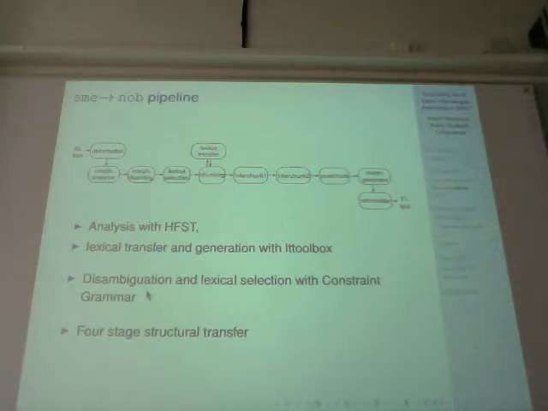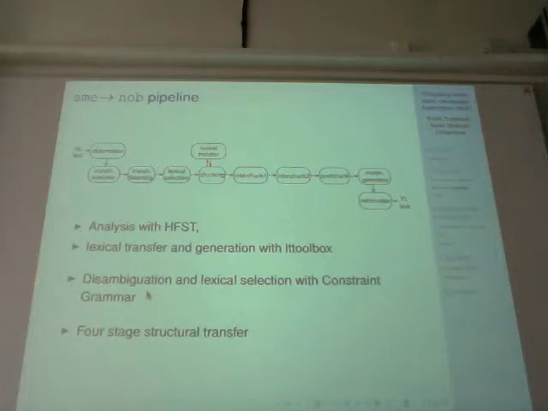One thing about this that's different is that we use a sort of newer finite state transducer technology. Typically, Apertium pairs use something called LT Toolbox, which is a really fast finite state transducer. We use that for generation and transfer lexicon, but for the analysis, we use a different tool set, which I'll come back to. We also don't do statistical disambiguation, which is common in Apertium pairs, but we use something called Constraint Grammar, which is a lot of handwritten rules.